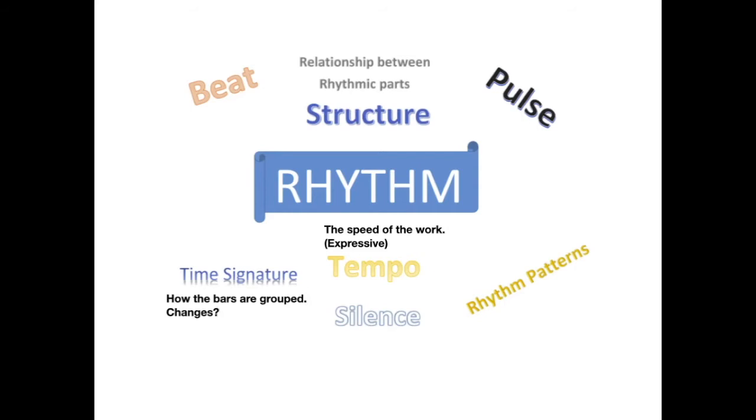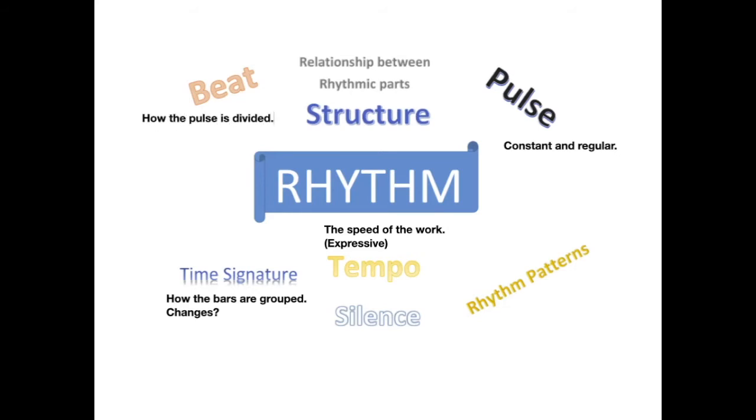So it's simply how the bars are grouped into amount of beats, etc., or pulses. And are there any changes? Sometimes a piece may not necessarily always be in 4/4 or 3/4. There could be a variation or changes within that. Next, we have pulse. And the pulse is the constant or regular underlying part of the music. The bit where you might sort of clap along, on claps 2 and 4 or something like that.